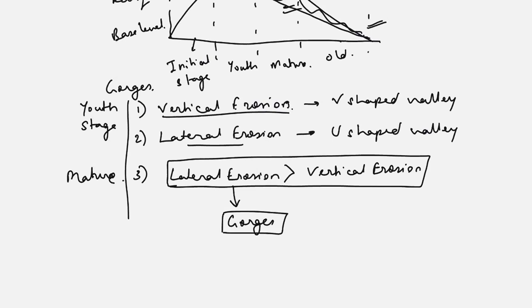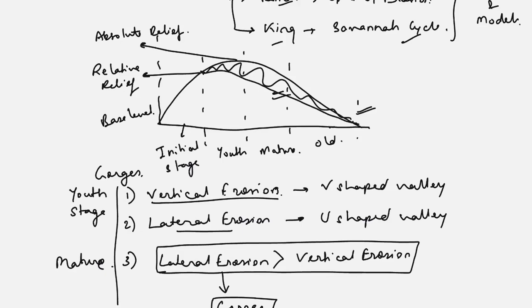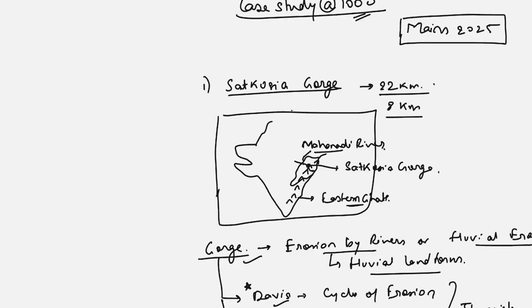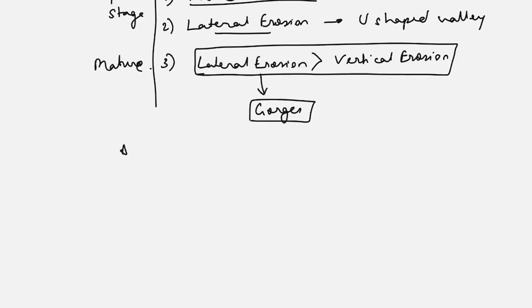the gorges, it is quite an important feature because it gives us one of the conditions: at what stage of the cycle of erosion the landform is. Okay, this is the first thing.